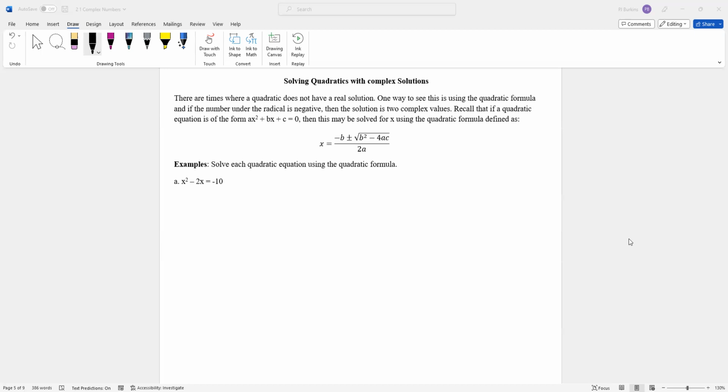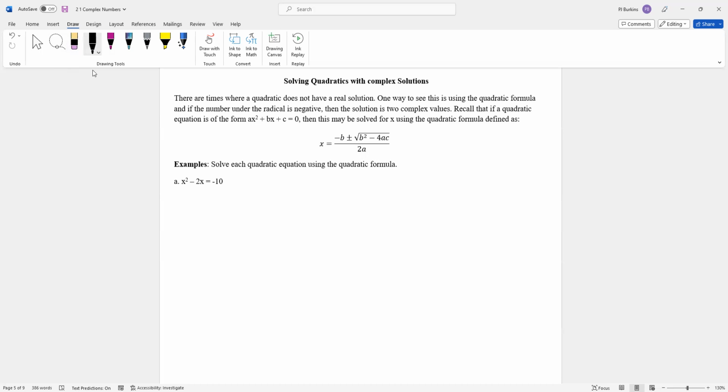So we're dealing with complex roots, and that's going to become apparent when under the radical, we're going to end up with a negative number. All right. So recall that for a quadratic equation of this form, we can use the quadratic formula, which is written right here. Okay. So let's go ahead and try that on this first example.